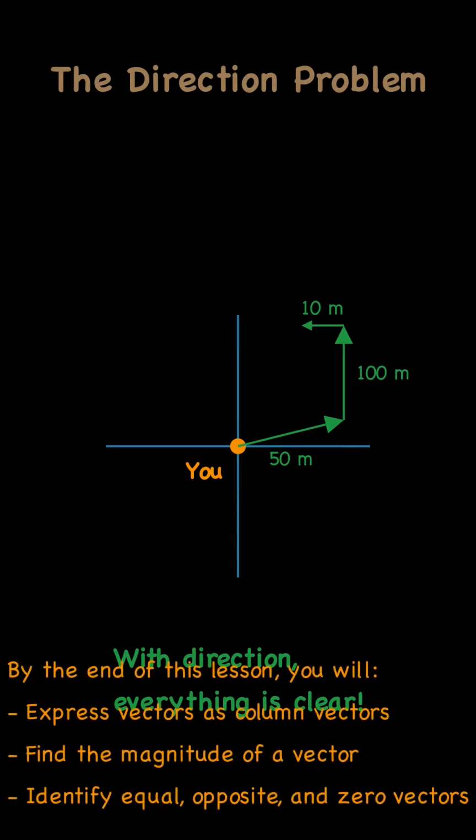By the end of this lesson, you will be able to express vectors as column vectors, find their magnitude, and identify equal, opposite, and zero vectors.